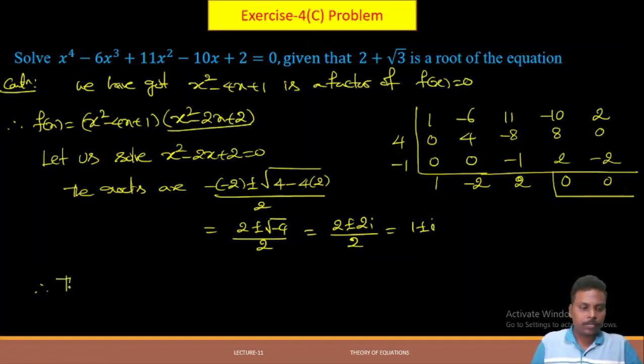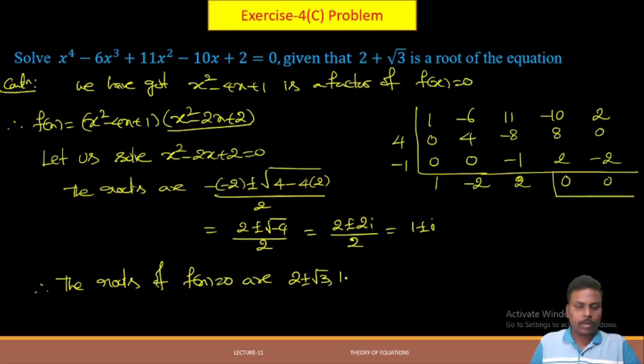Therefore the roots of f of x is equal to 0 are 2 plus or minus root 3, comma, 1 plus or minus i. These are the roots of the given equation.